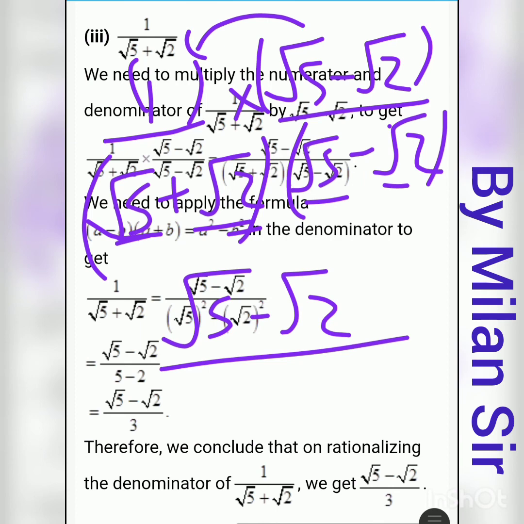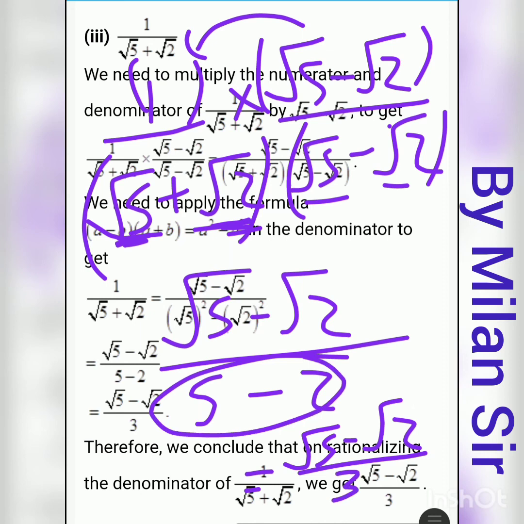So x square minus y square, that means first term square minus second term square. First term under root 5 all square is 5 only, negative sign as per the formula, second term under root 2 square is 2 only. Now our numerator is under root 5 minus under root 2, and in denominator 5 minus 2, 3. This is our final answer.